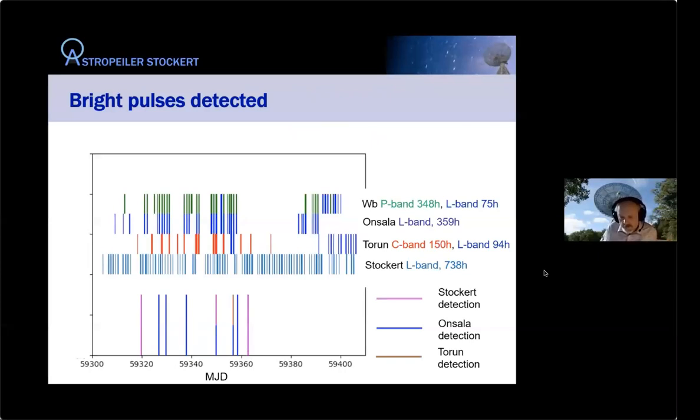Once again, the time was from the 31st of March until the 10th of July. As you can see, there was a gap in observation, but it was mostly covered by Stockert. And you see that ever since the end of May, nothing more was observed. This is an indication that the activity of this FRB seems to have declined.